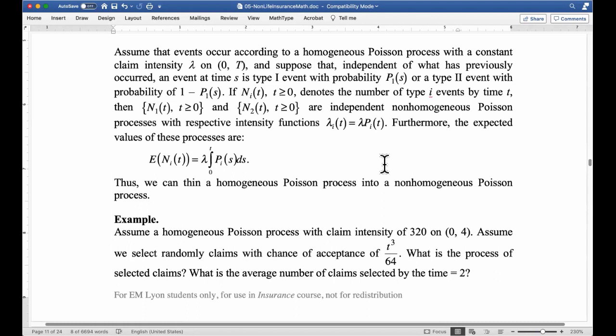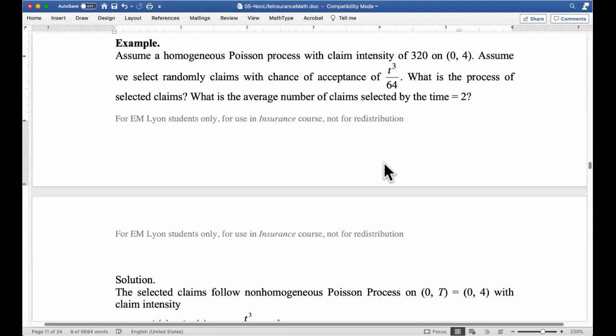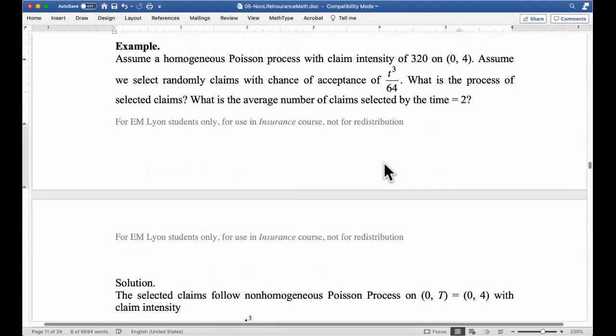And the expected values of these processes are E[Ni(t)] equal to lambda times the integral from 0 to t of Pi(s) ds. Thus, we can thin a homogeneous process into non-homogeneous Poisson processes. Well, we split it into two processes that are non-homogeneous. So assume a homogeneous Poisson process with claim intensity of 320 on [0,4]. Assume we select claims randomly with chance of acceptance of t cubed over 64. What is the process of selected claims?